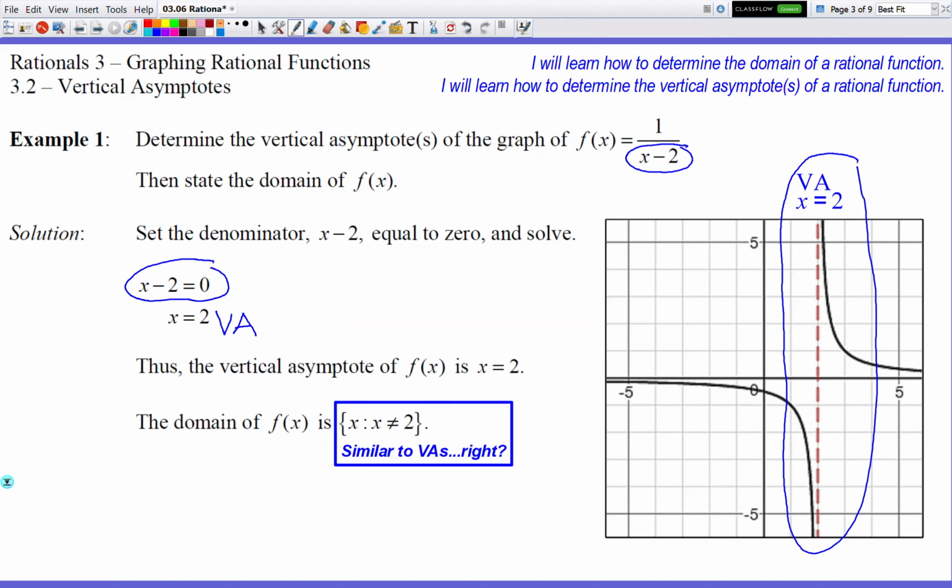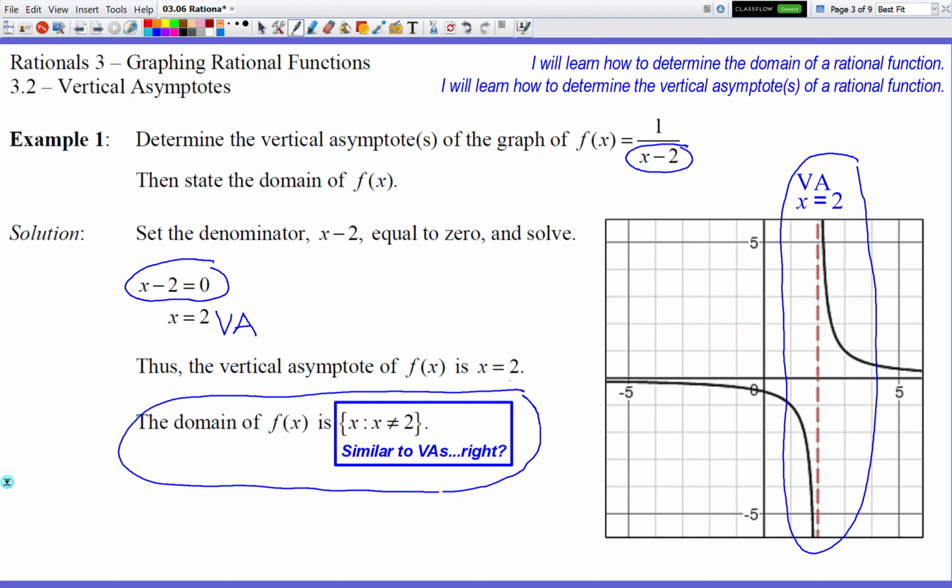And then for domain, if you look at domain, which is going to be in this circle, look at how we wrote our domain. It says x is not allowed to be equal to 2. So basically we can have any other number out there except 2, because if I put a 2 in place of x, it's going to be put into the bottom of the fraction, which is going to make 2 minus 2, which is going to be a 0. And if I get a 0 on the bottom of the fraction, it's going to go undefined.